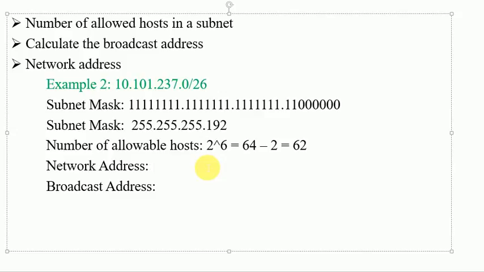To find the network address, just take the first IP address: 10.101.237.0/26. To find the broadcast address, take the last IP address, which is 10.101.237. Here we have 62, so the broadcast will be 63/26. So this is the broadcast address and this is the network address, 62 is the number of allowable hosts, and this is the subnet mask for this particular IP address. Thank you for watching.